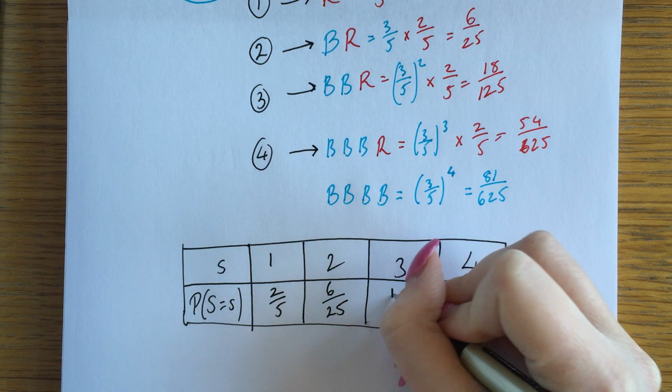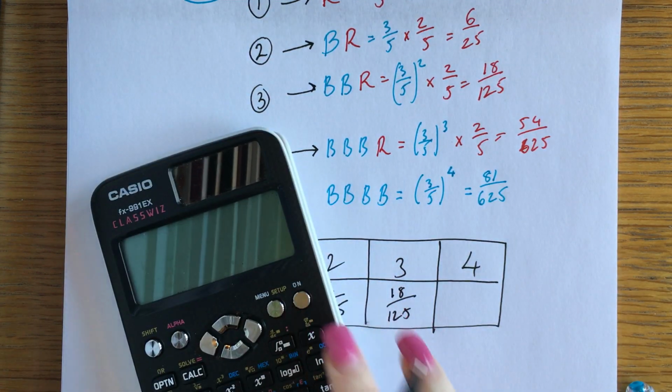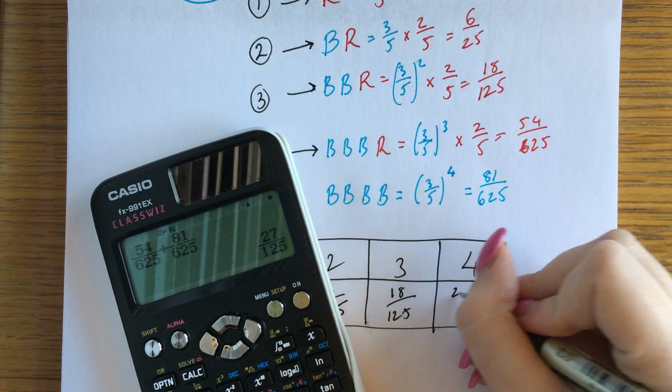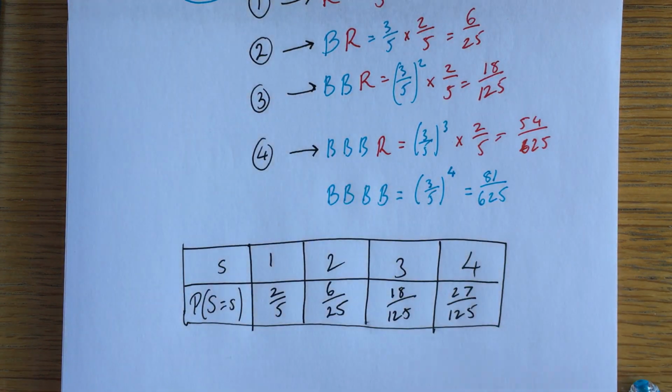3 is blue, blue, red, which is 18/125. The last box is 54/625 plus 81/625, because both of those options are acceptable options, which simplifies to 27/125. So that is how you do that question. It's about being logical in your approach to your outcomes.